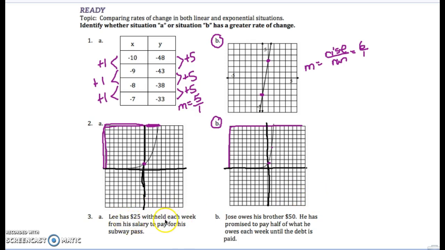If Lee has $25 withheld each week from his salary to pay for his subway pass, withheld means negative 25, negative 25. Jesse owes his brother $50. He has promised to pay half of what he owes each week until the debt is paid off.